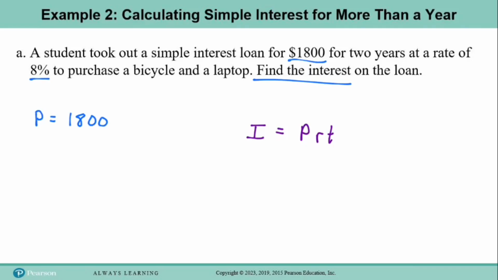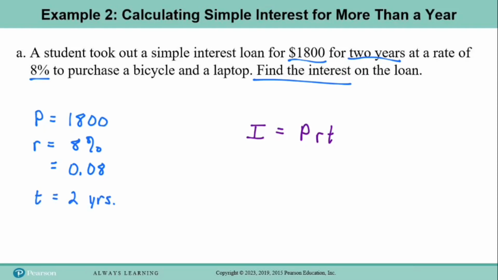The 8% represents the rate, and we need to remove the percent symbol from this and move the decimal 2 places to the left. Now remember, when you cannot see a decimal, it's at the end of the number. So if we move this 2 places to the left, it will go in front of the 8 and then 1 more place. So our interest rate in decimal form is 0.08. And then the time is 2 years. We're going to take out this loan for 2 years, and so T equals 2.